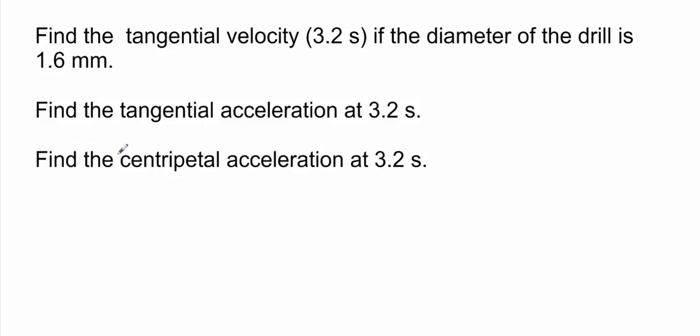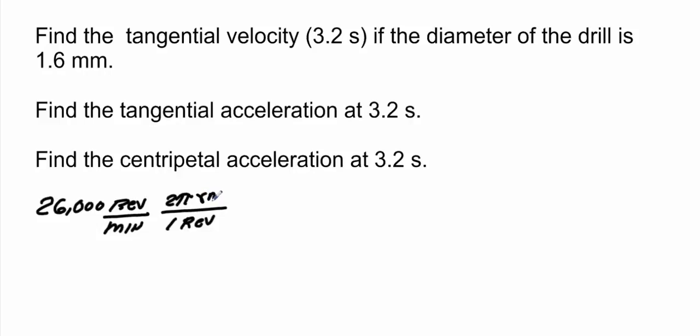I will take the 26,000, and again, that's going to be revolutions per minute. We'll do a unit conversion. I got revolutions here, so I'll put 1 revolution here in my denominator. I'll put 2 pi radians here, because 2 pi radians is the same thing as 1 revolution. We got minutes in our denominator here. We'll put 1 minute here, and we'll put 60 seconds here.